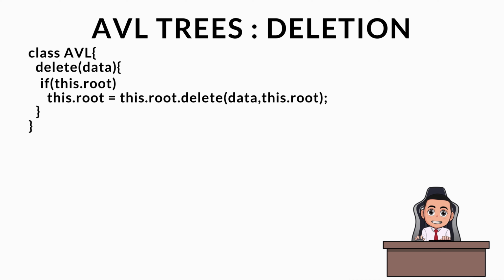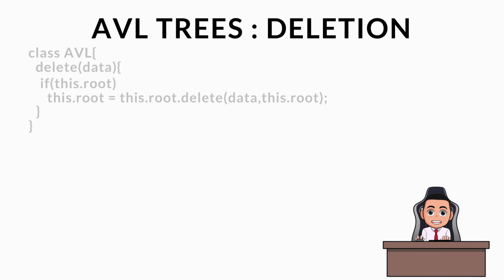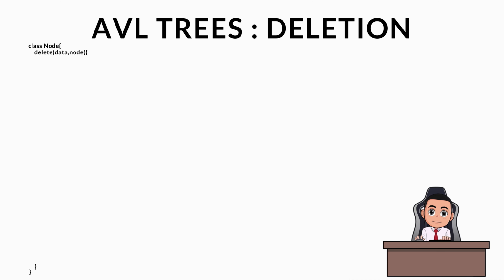Moving on to our delete method within our node class, we have two params, data and the current node we're at. We first check to see if the data is less than the data of the node we're currently at, and if there's a left node. If this is true, we'll go ahead and continue our search down the left subtree. Otherwise, we'll just check to see if the data is greater than the data of the node we're currently at, and if we have a right child. If this is true, we continue our search down the right subtree.